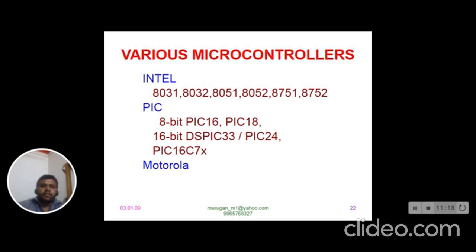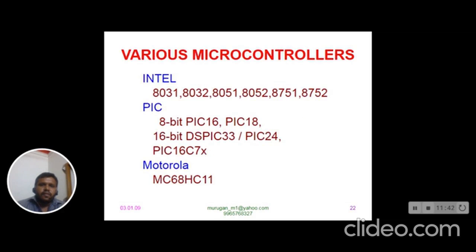The company Motorola also manufactures microcontrollers, that is MC68HC11. It is used for specific applications, such as thumb scanners and fingerprint scanners, which all come under this microcontroller application.